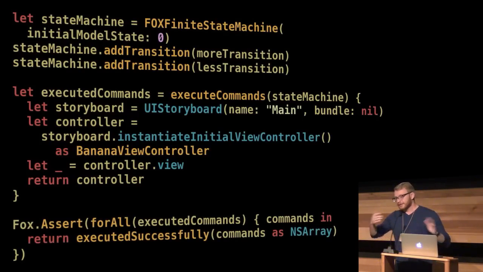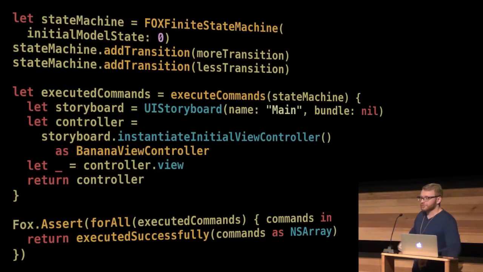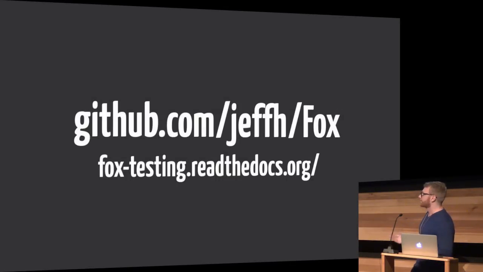And when, again, like the previous failing test case, if this ever doesn't work, it'll show you the least amount of state transitions necessary to get to that failing case. So let's say our less button wasn't working. Fox would show that just one tap of the less button brings us to negative one bananas, which is bananas. So yeah, it's pretty cool. It's on GitHub. It's open source as of this morning, which is crazy. And it has great documentation, unbelievable.